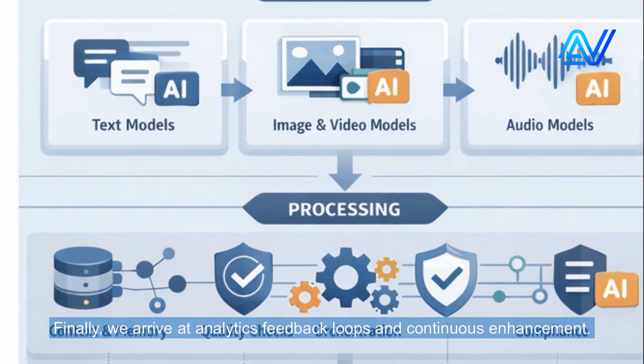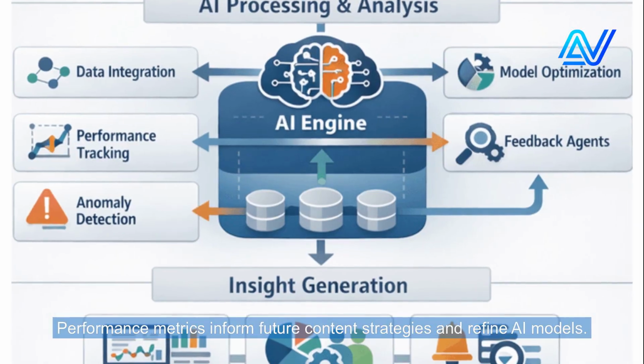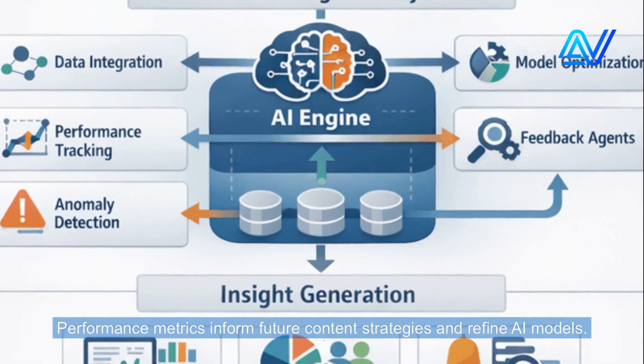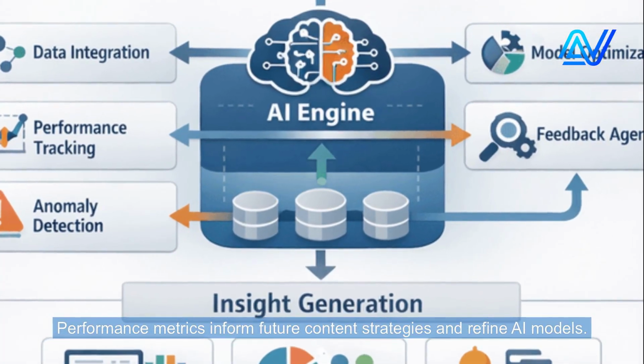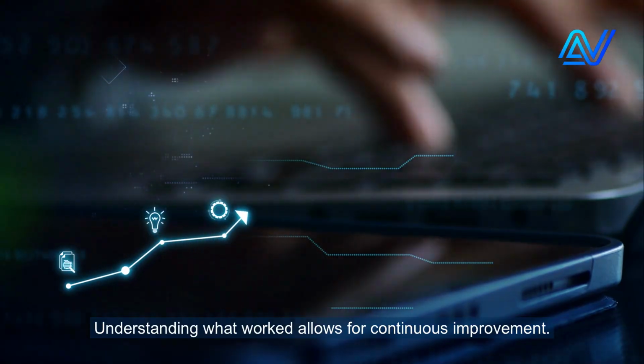Finally, we arrive at analytics feedback loops and continuous enhancement. Performance metrics inform future content strategies and refine AI models. Understanding what worked allows for continuous improvement.